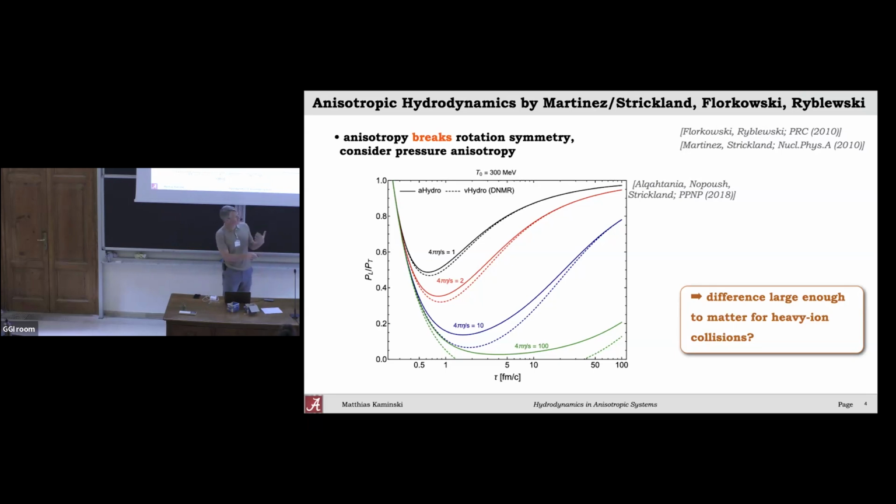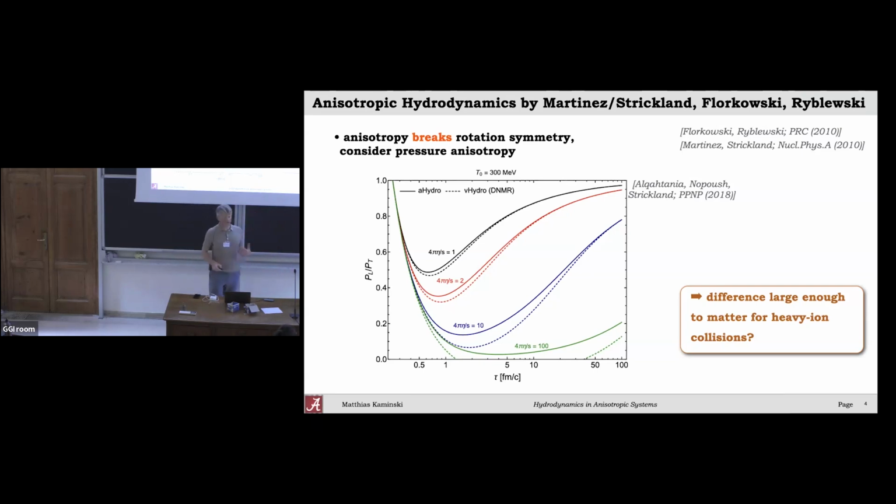In this case, they used DNMR as a framework, and so they compare these two calculations in terms of the observable, which is the anisotropy: pressure in the longitudinal direction divided by pressure in the transverse direction. If you go to 4 pi times eta over s equal to 1, that's somewhere in the ballpark that we expect. You see there's some difference between the viscous hydro and the anisotropic hydro. But really, this seems like it's not extremely different.